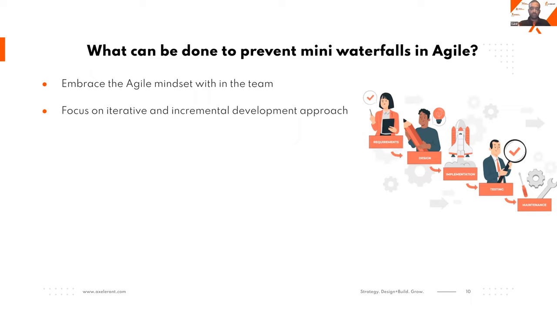We have to see how we can start delivering value. All team members, from day one, contributing value in this sprint. That is the best way to avoid mini waterfalls. We can try different ways, an iterative or incremental development approach, or we can talk to the team about how they can contribute value from day one.